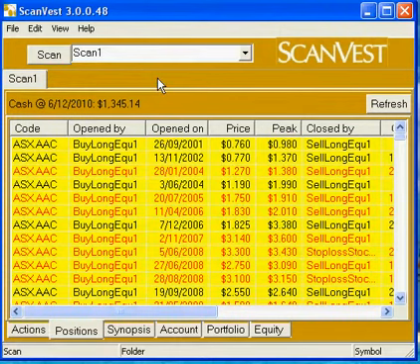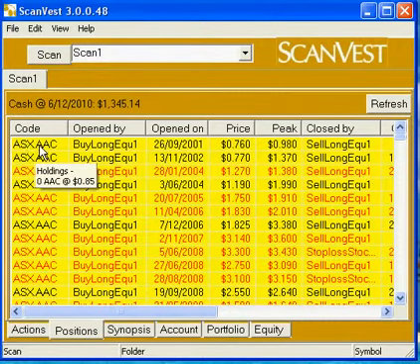This video is designed to help you understand the results screen in ScanVest 3 after a backtest has been run. Our first window we'll look at is the Positions window. To get to the Positions window, simply click on the Positions tab at the bottom of the screen for the selected scan.